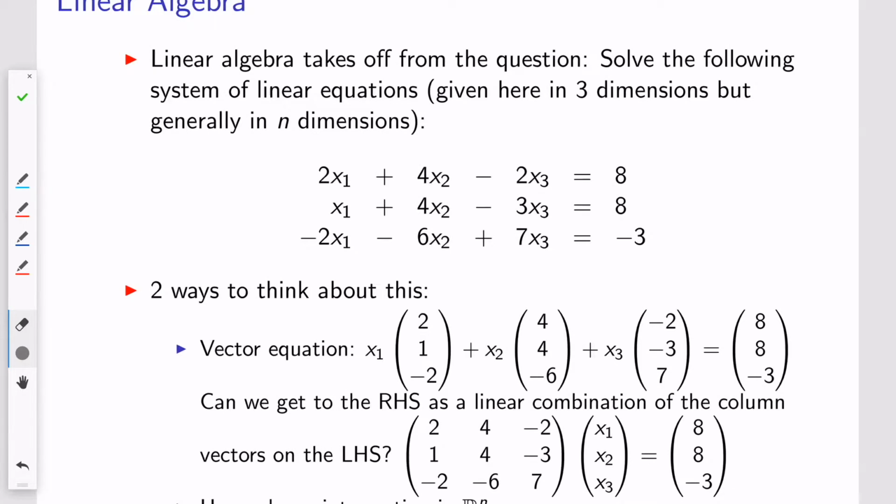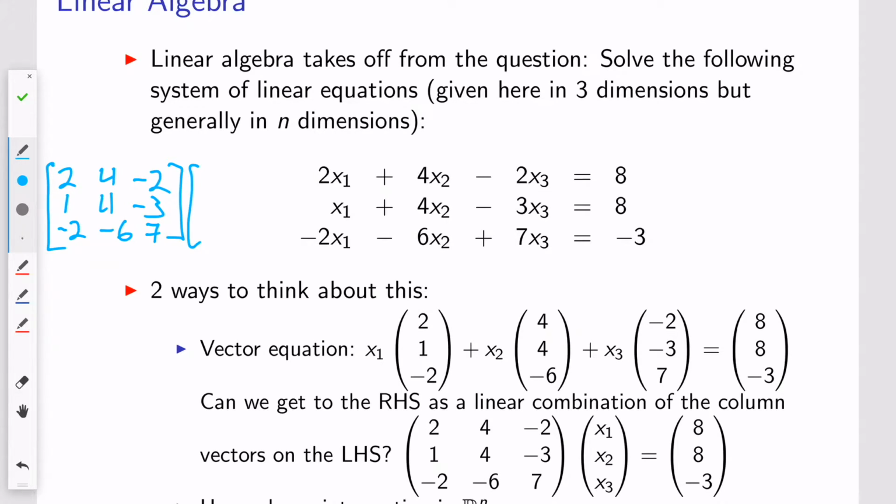So linear algebra takes off from a question of just trying to solve systems of linear equations. I've written down a set of linear equations for you here, and in case it's helpful, you can remember that it's also possible to write these in matrix vector format, where you have a matrix 2, 4, -2, 1, 4, -3, -2, -6, 7 in this example, times the vector of unknowns, x1, x2, x3, and this is equal to the right-hand side, 8, 8, -3.